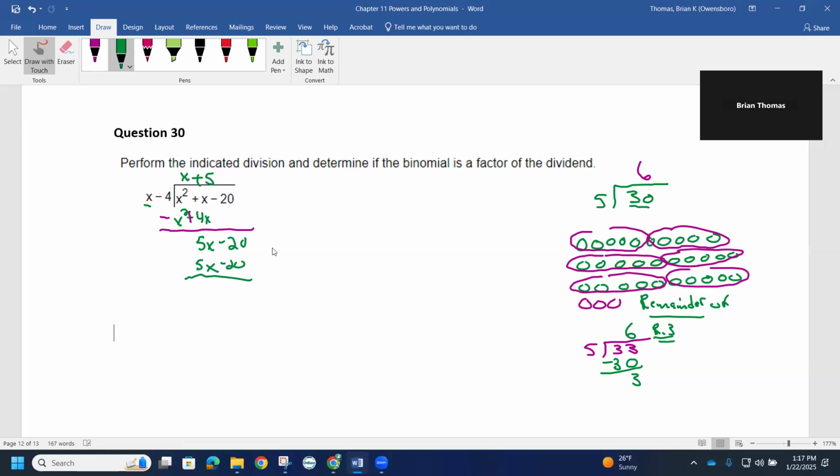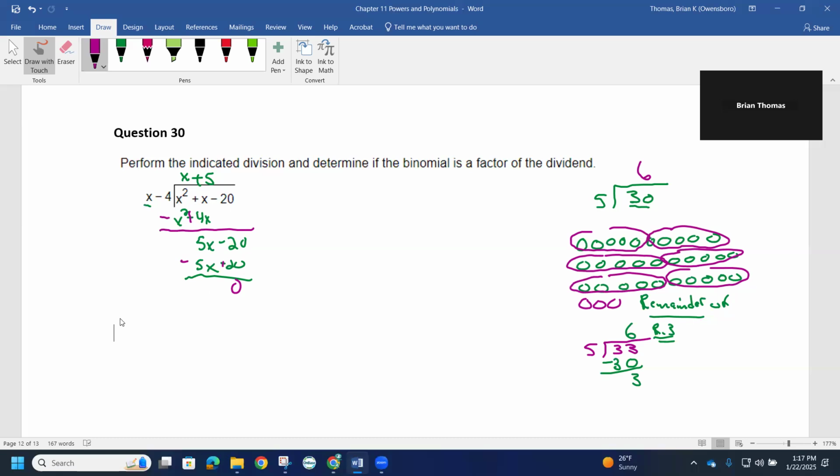Now in algebra, instead of subtracting, we change the signs and add. So this 5x turns into a negative, and this negative 20 turns into a positive 20, and then we add. A negative 20 plus a 20 is going to be a 0, and negative 5x and a 5x also drops out. So the remainder is going to be a 0. Since my remainder is 0, that means this binomial x minus 4 is a factor of this x squared plus x minus 20, which they call the dividend.